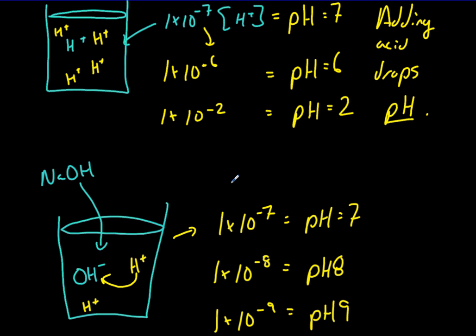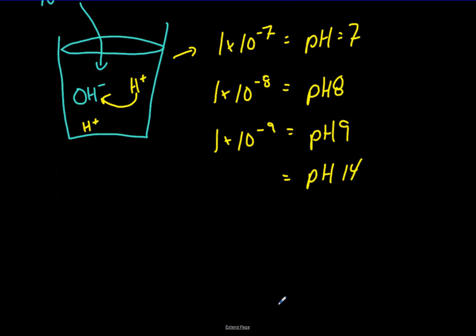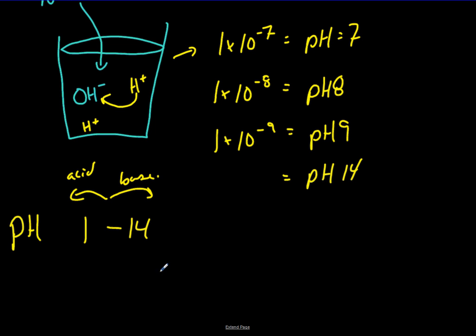Okay, so this is how acids and bases adding to water changes the pH, and why normal neutral water has a pH of 7. Okay, lower pHs equal more acidic, less H pluses equal more basic. Okay, so the pH system goes from 1 to 14. Anything on this side of 7 is an acid. Anything on this side of 7 is a base. Are there any questions?